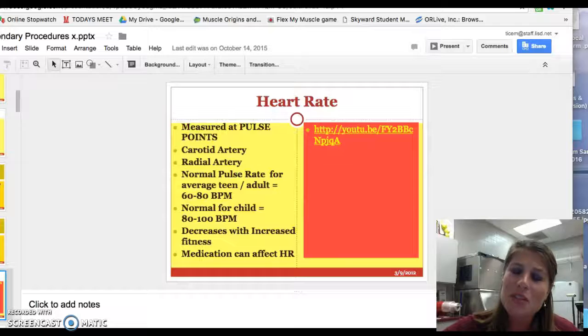But there are some other factors that play a role, like medication that you take, how physically fit somebody is, and any type of pre-existing conditions. These are all going to change the way somebody's heart beats on a normal day.